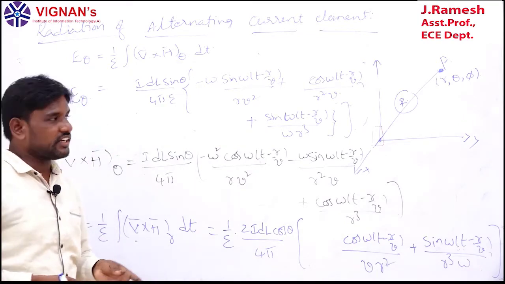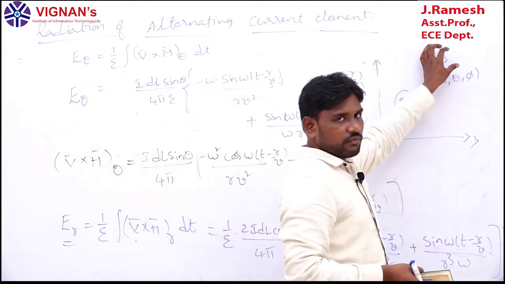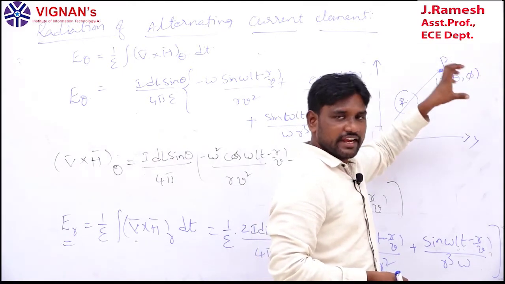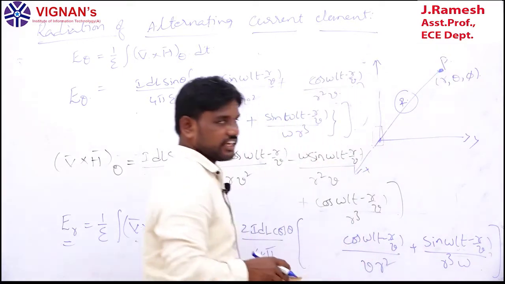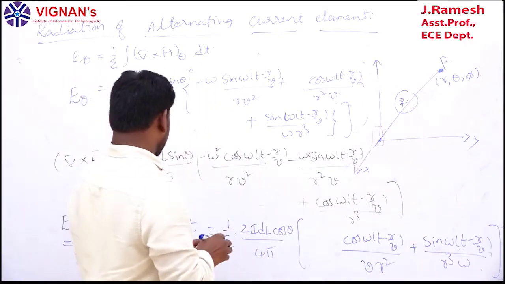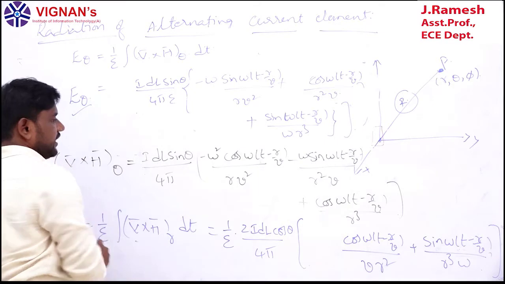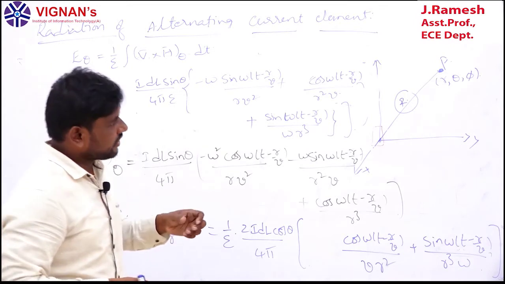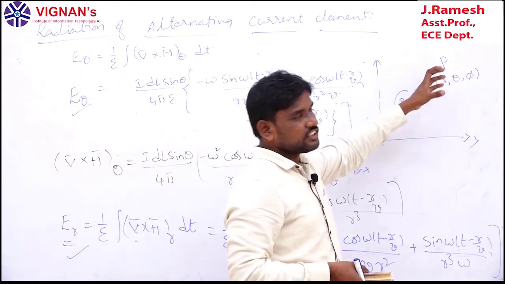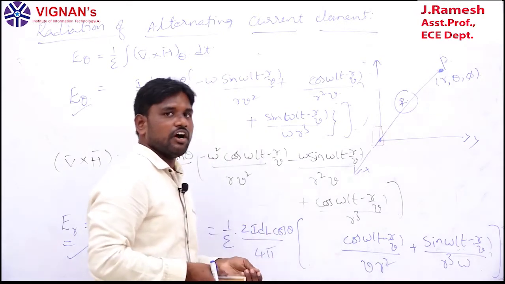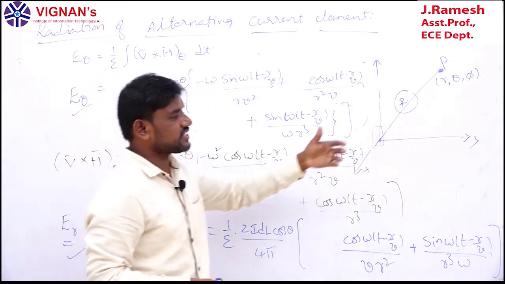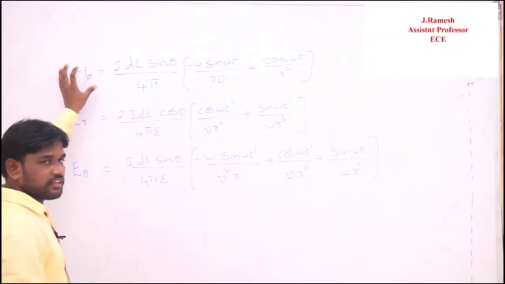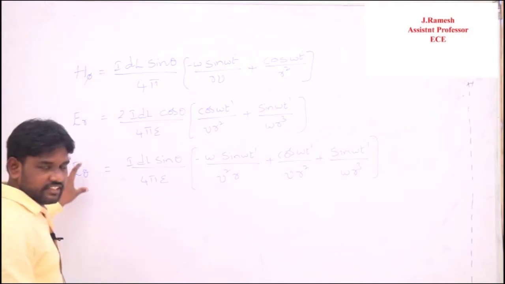So far what we derived at this particular point P is how we are going to get electric field components and magnetic field components at that point. So that means finally we derived the three components. They are E theta, ER, and H phi, that we discussed earlier. So these three components we got at that point P. But my aim is to calculate how much radiation resistance or how much radiation power I am going to get from the element. So we got H phi like this, ER like this, E theta like this.